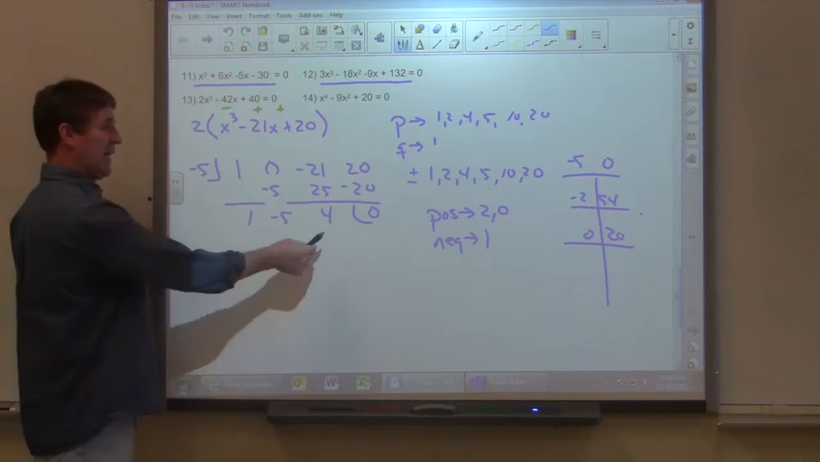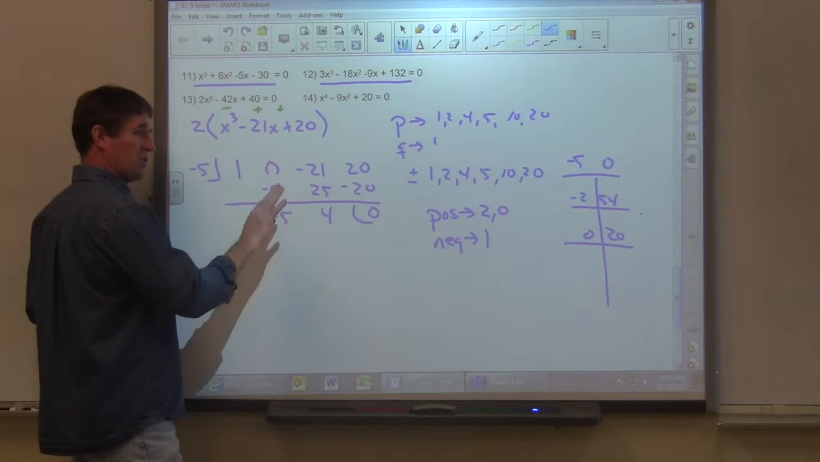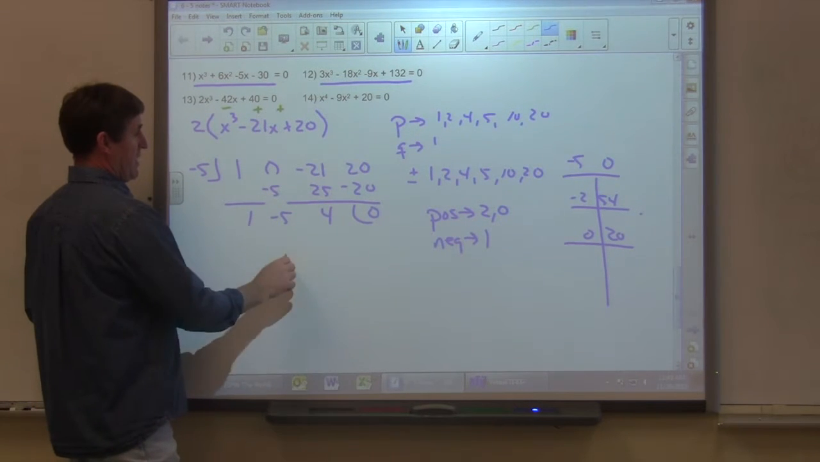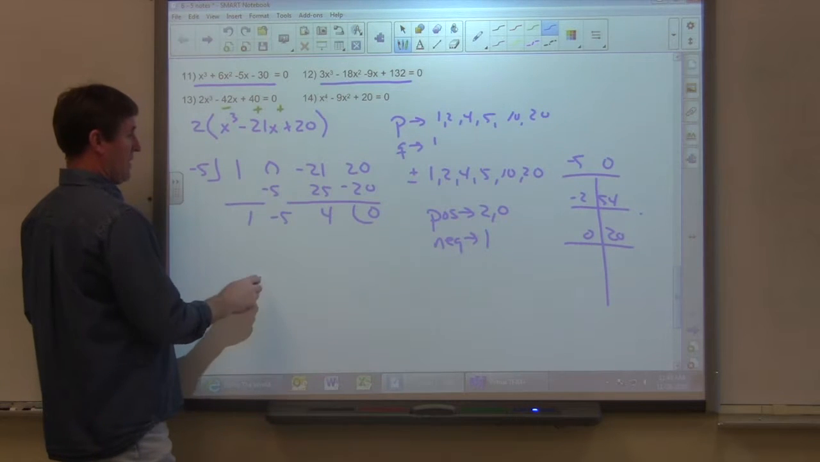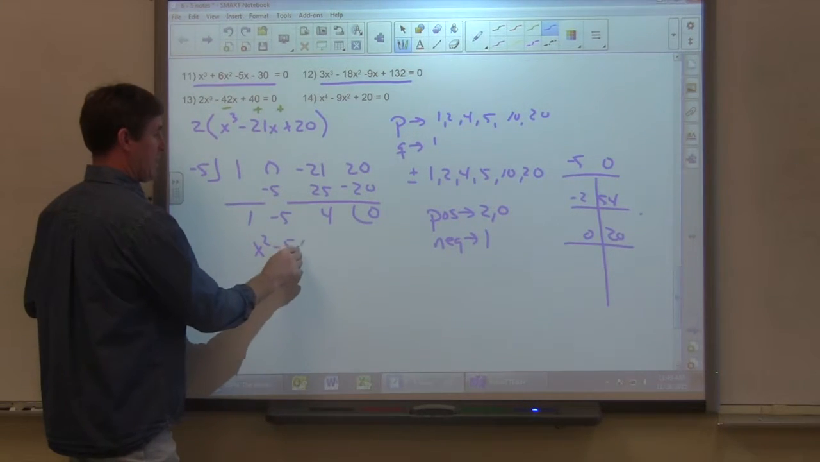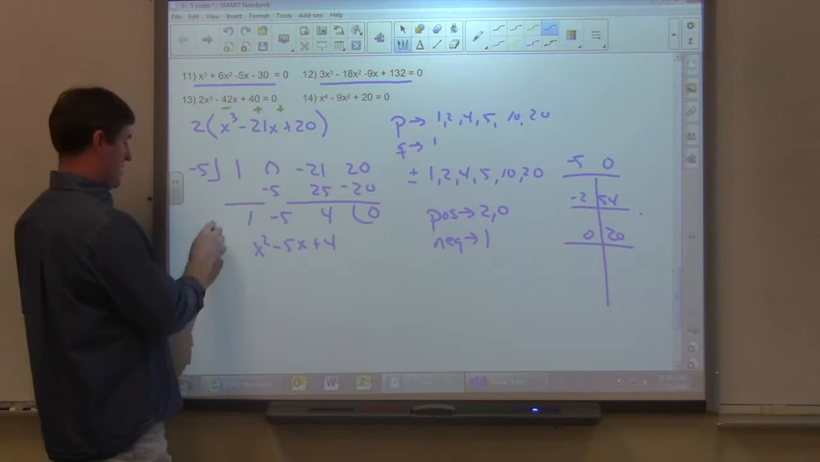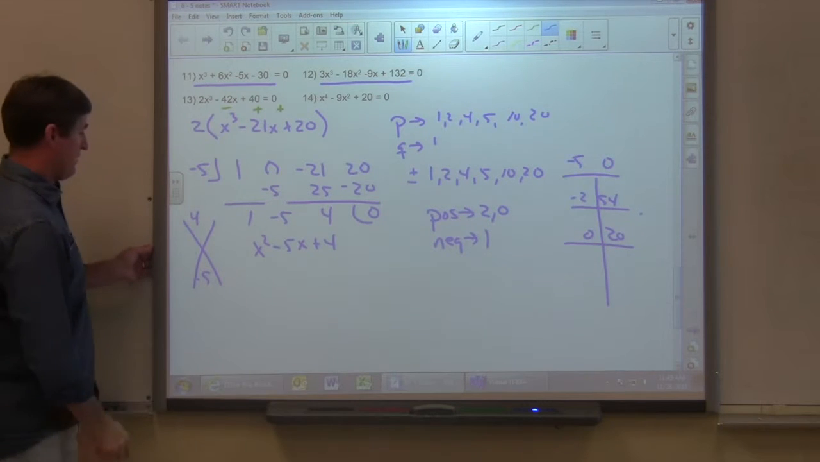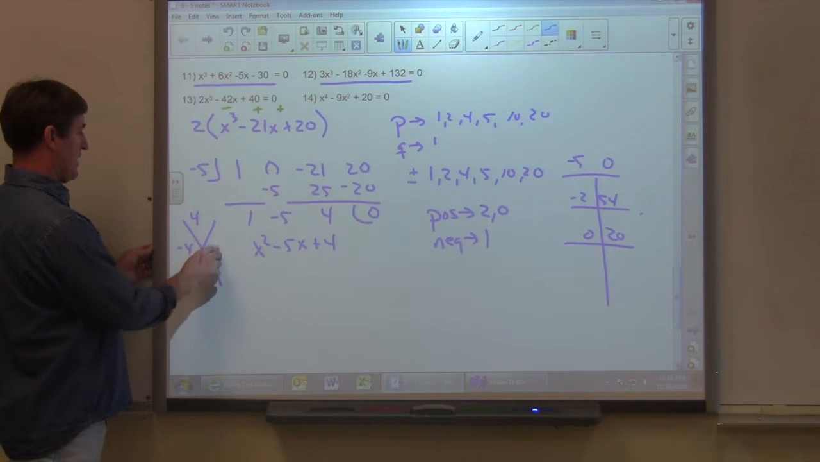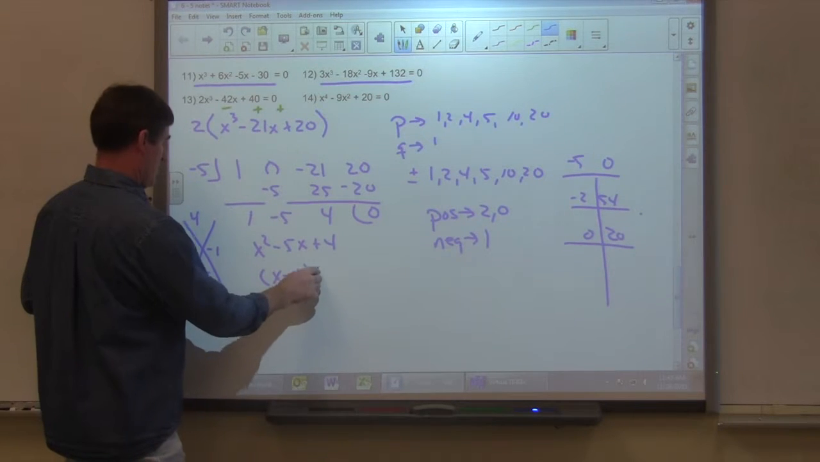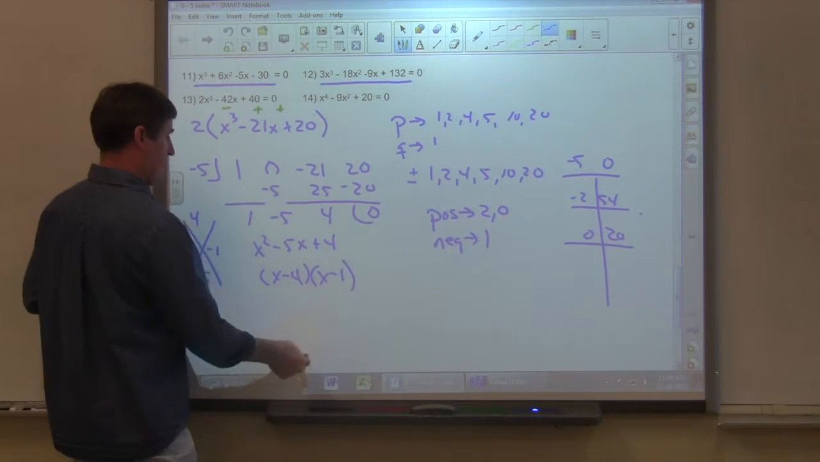So now, again, as soon as we get down to 3 solutions, we can stop and look at the quadratic formula. Or we can try factoring it. Let's try factoring this, because remember, this is x squared minus 5x plus 4. 4 and negative 5, so that would be negative 4 and negative 1. And so x minus 4 and x minus 1.